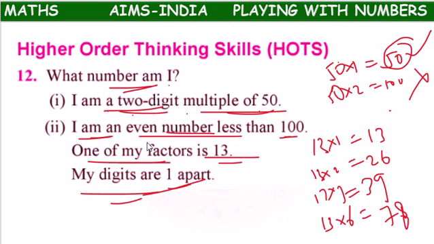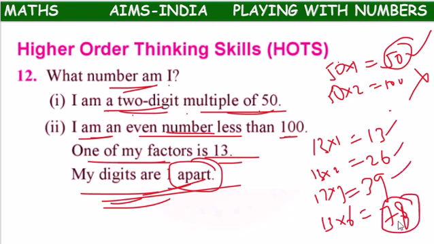Because they are asking my digits are 1 apart. In 13 they are 2 apart. In 26, 4 apart. In 39, 6 apart. In 78 they are only one number apart, 7 and 8. And for 78, 13 is a factor and 78 is less than 100. One factor is 13 and digits are 1 apart. So 78 is the answer.